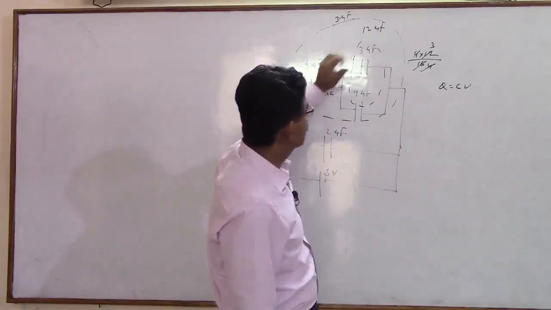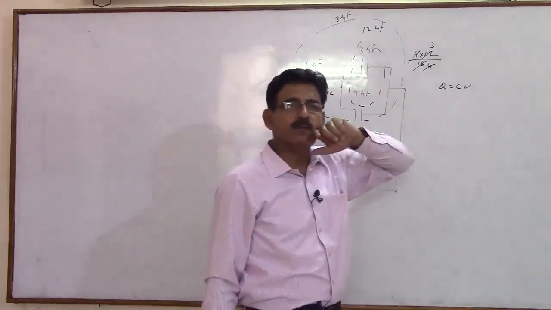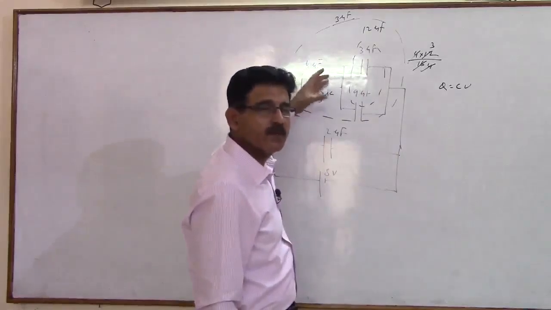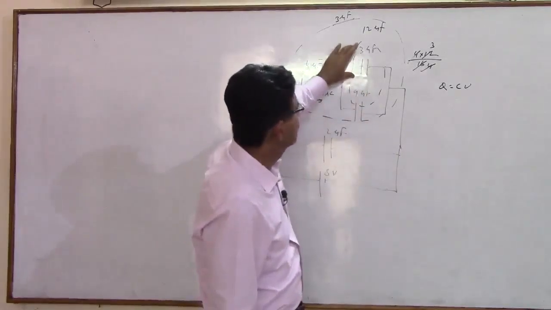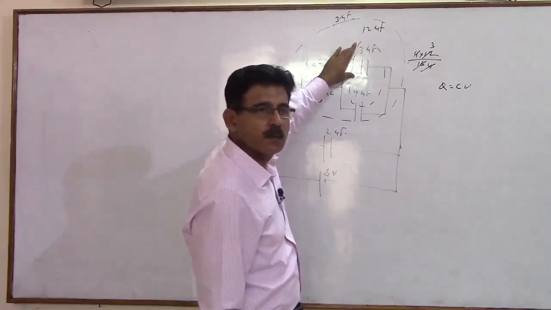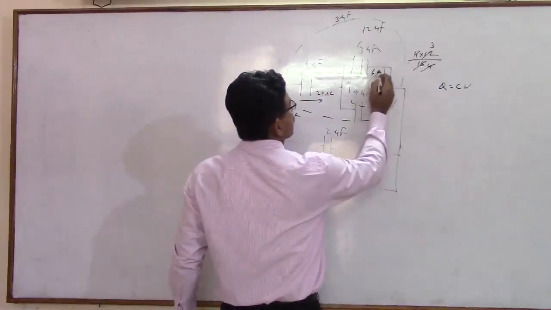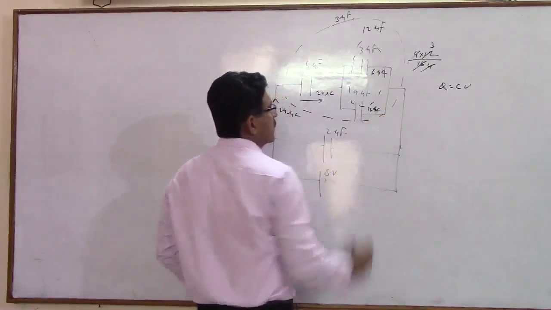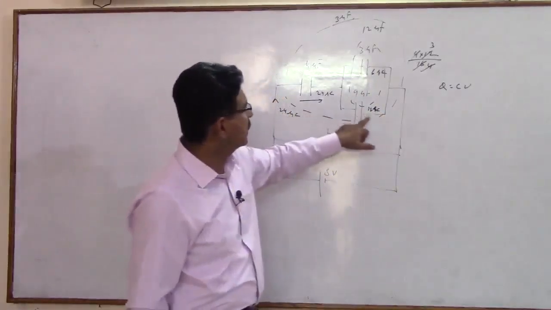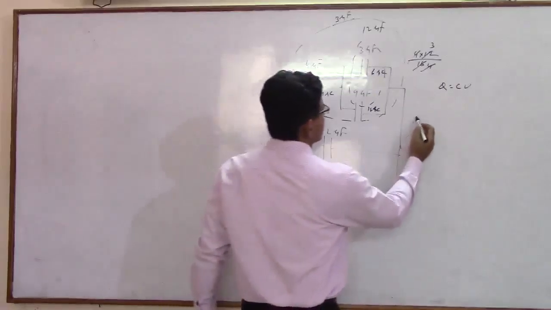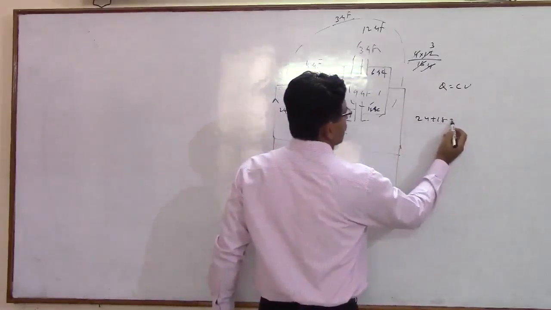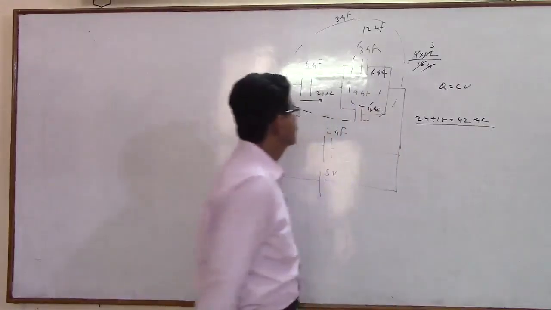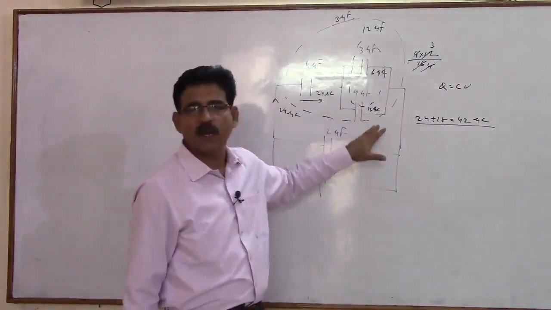So 24, if you have to divide into 1 is to 3 ratio, so what you do is you make 4 parts of it, so it becomes 6, 24 by 4, 6, give 3 parts to this and give 1 part to this, okay? So 6 microcoulomb will be here and remaining 18 microcoulomb will be at this point. So 6 and 18, if you add it up, you get 24 microcoulomb. This will be the charge that this plus this will have.